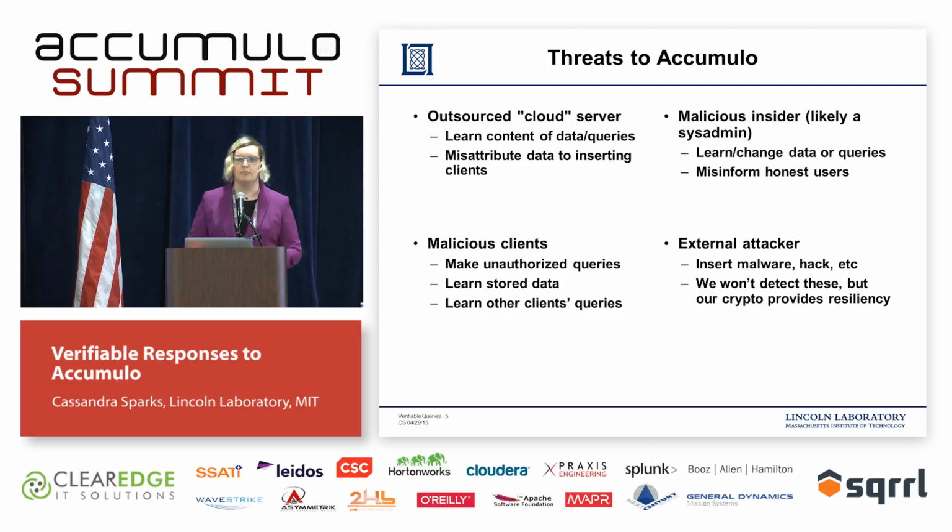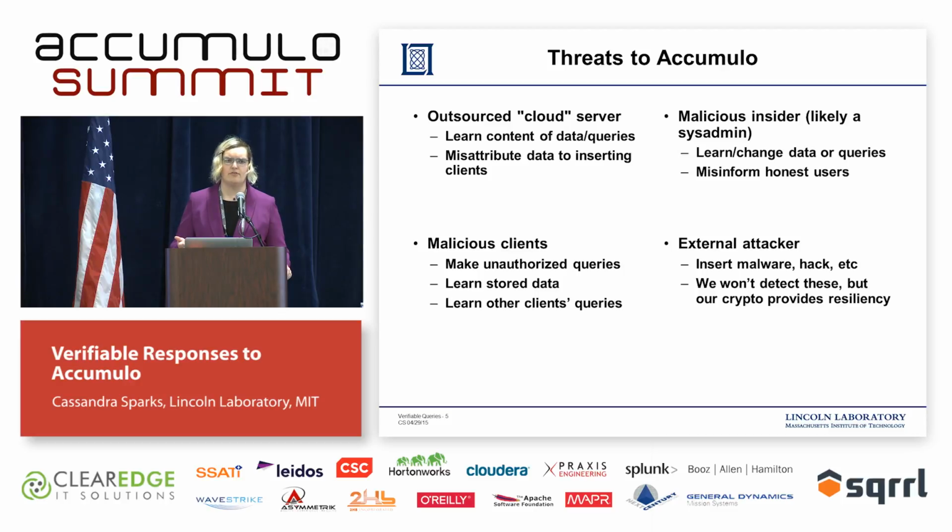You can also think of malicious clients. The server is legitimate, but there's a client or several clients who are trying to misuse it somehow, to learn data that they don't have access to, or perhaps to learn about other clients' queries. This is specifically the threat model that the existing infrastructure in Accumulo of visibility fields focuses on, because it trusts the Accumulo server not to return results that clients shouldn't have access to.